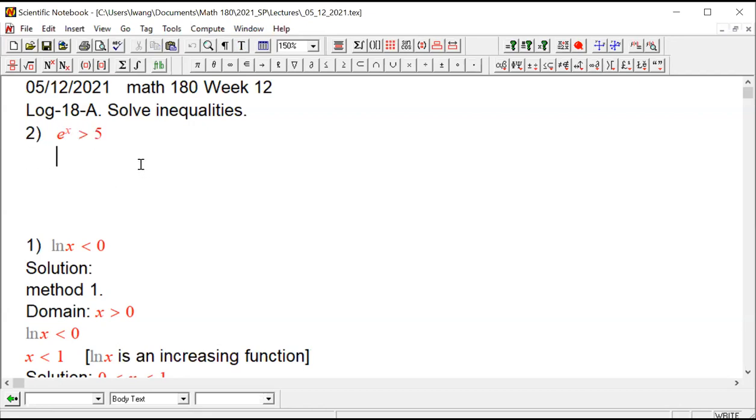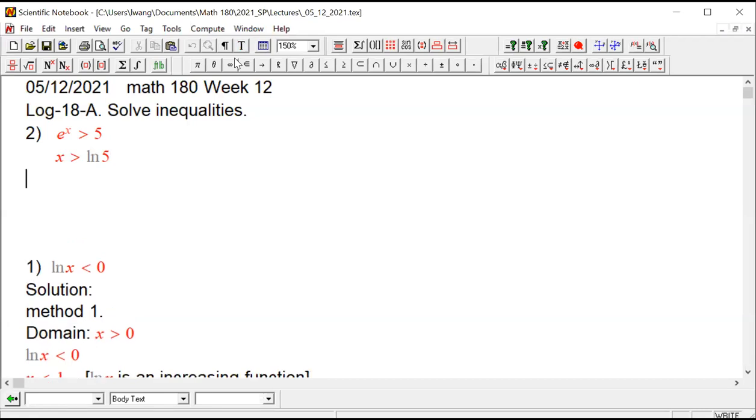Now, what should you do? We can take the natural logarithm on both sides, and that's the normal procedure. And the natural logarithm is also an increasing function. So as a result, x is greater than ln 5. Domain, do we need to worry about domain? The domain of e to the power x is all real numbers. So that's the solution. But you must understand what you're doing, which is working with an increasing function.